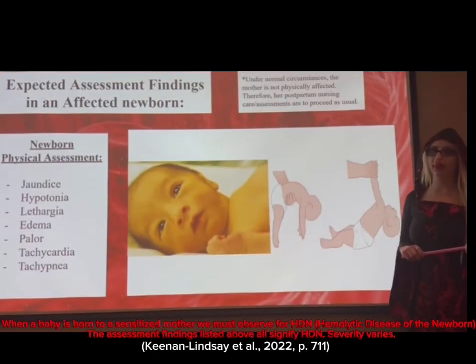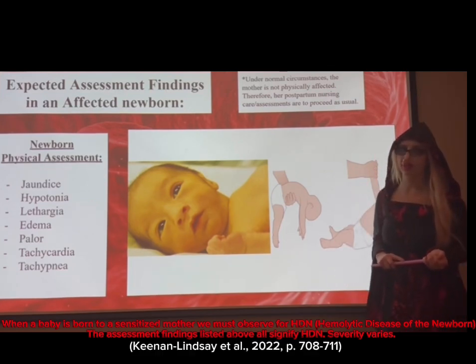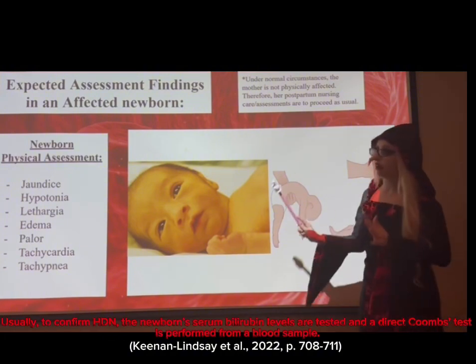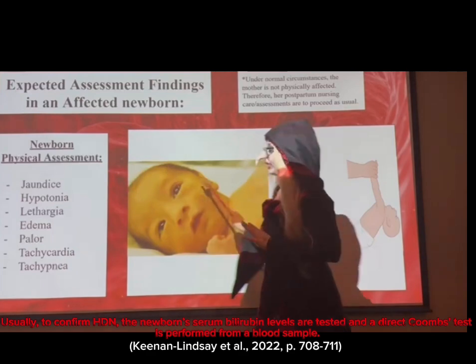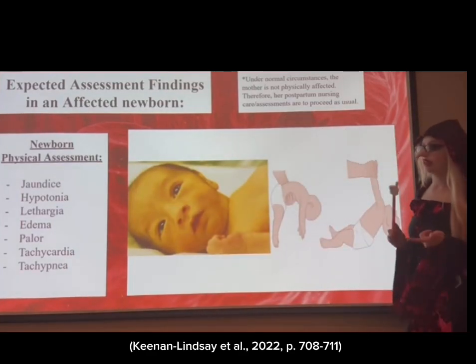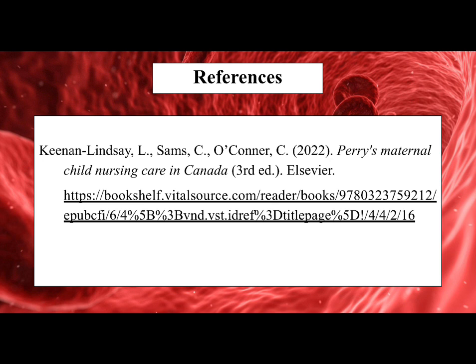Expected assessment findings in an affected newborn. Since the mother is not physically affected by the Rh incompatibility, her nursing assessments continue as usual. But for the newborn, we're going to observe for signs of jaundice, hypotonia or low muscle tone, lethargy, edema, pallor, tachycardia, and tachypnea.